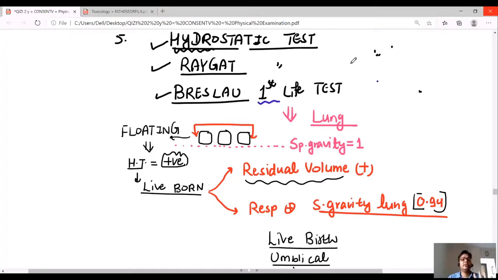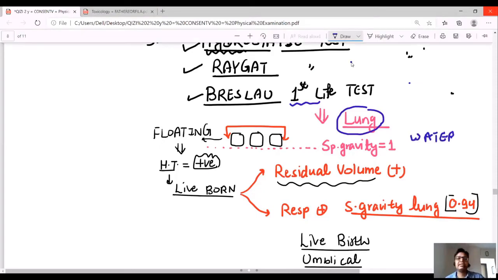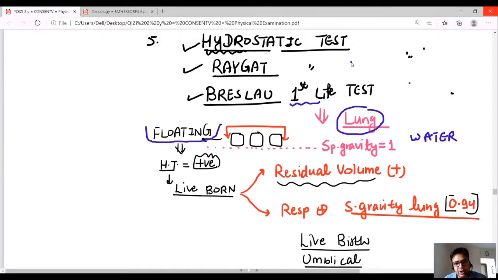What do we do here, sir? We put lung pieces in water. This is water. We are putting lung pieces in water. Sir, if lung pieces are floating, your hydrostatic test is positive. This is a live born. If lung pieces are floating, your hydrostatic test is positive. That's very, very simple.